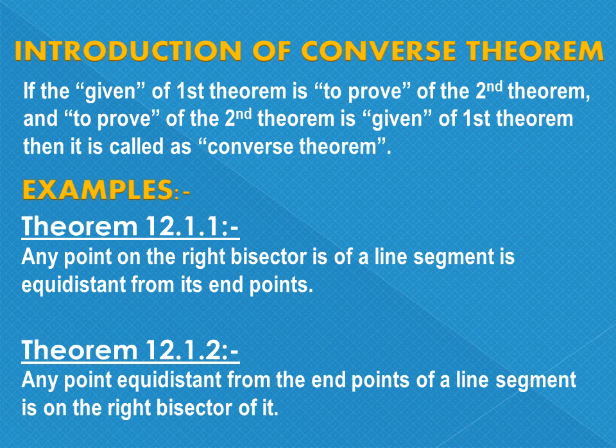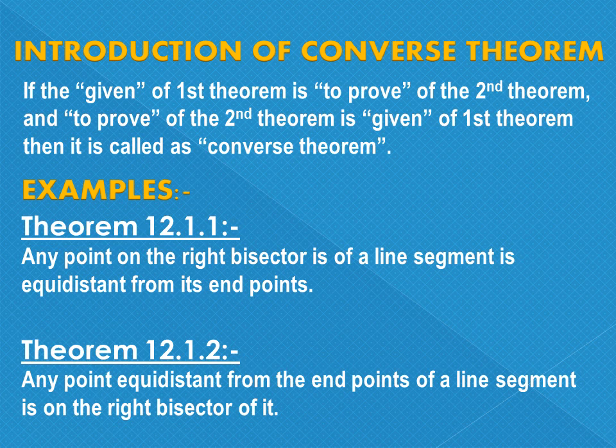You can see theorem 12.1.1. Any point on the right bisector of a line segment is equidistant from its endpoints. It means a line segment is given, a right bisector is there, and any point on the right bisector is also there. And you have to find the distance of this point from the ends of the line segment, like you have found PA is equal to PB.